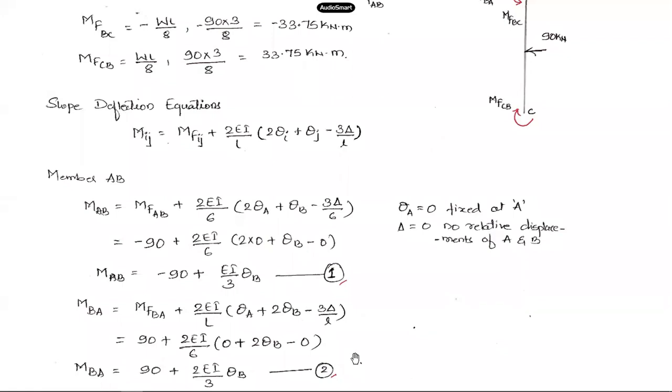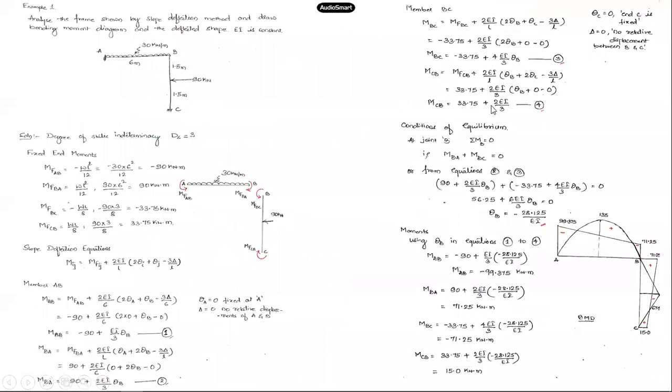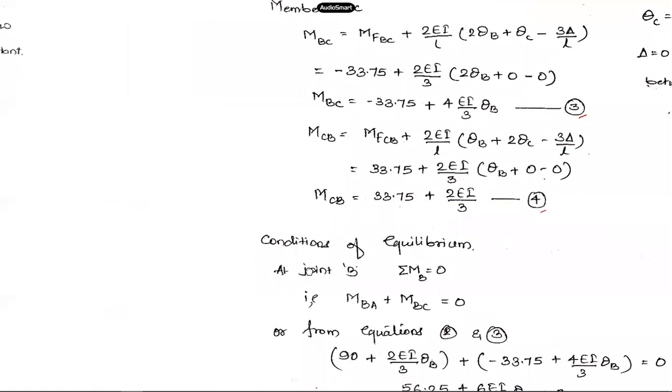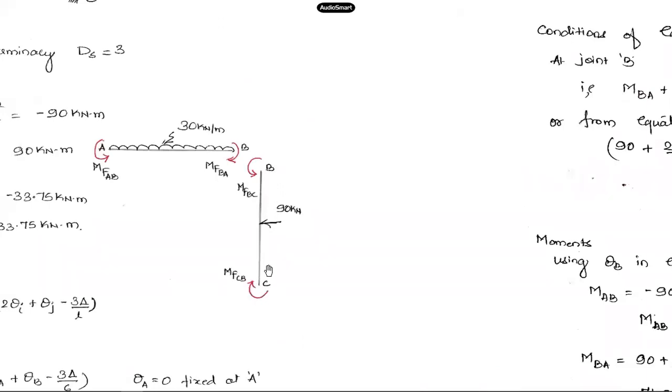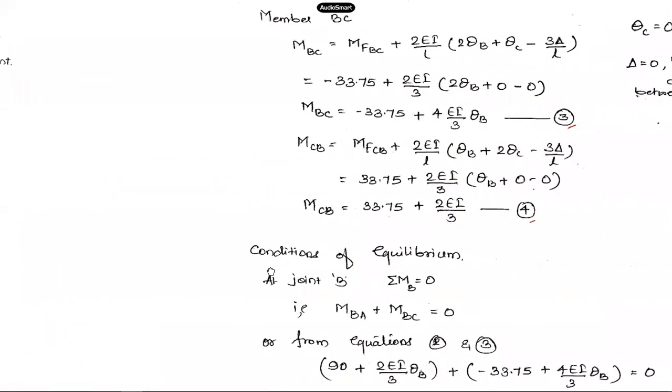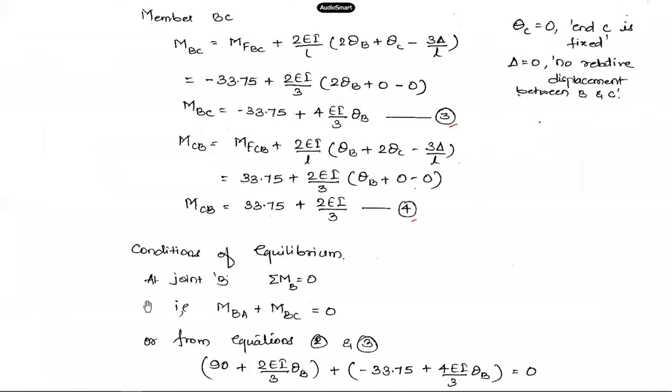So we have finished writing the slope deflection equations for member AB. Next we'll go ahead with the next member, which is member BC, this vertical column in this frame. We'll take up this member and write its slope deflection equations. So for member BC at joint B, it will be MBC equal to MFBC plus 2EI by L into 2 times theta B plus theta C minus 3 delta upon L. This is the slope deflection equation.